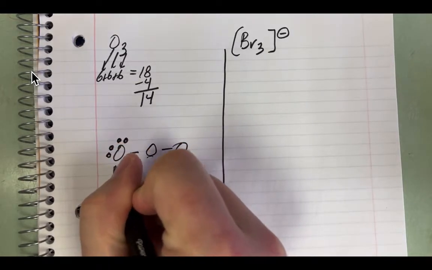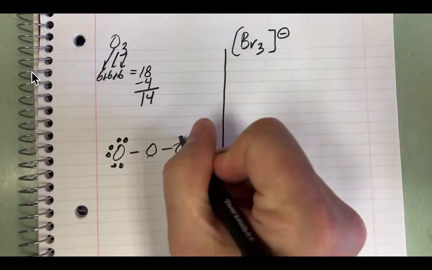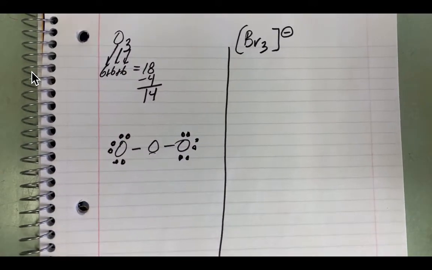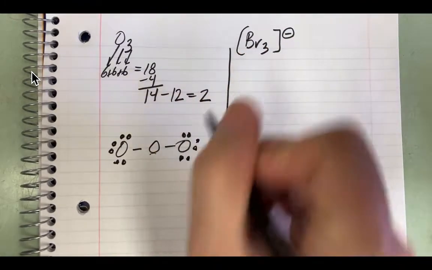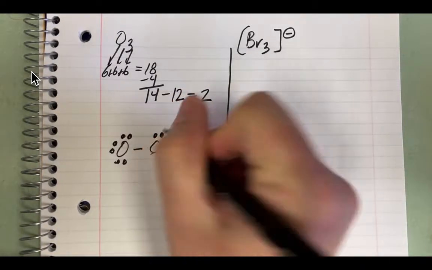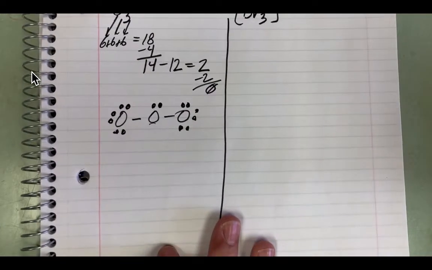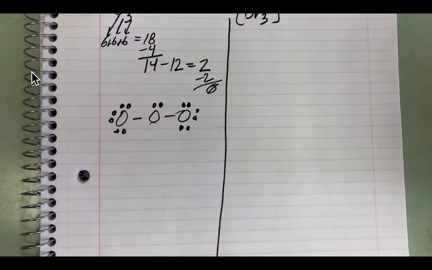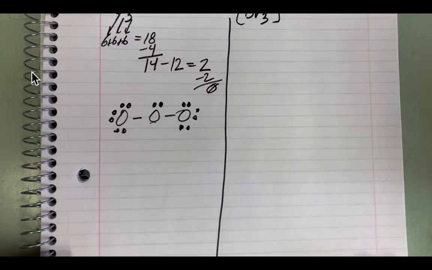2, 4, 6, 8, 10, and 12. Okay, I used 12 electrons to satisfy the outer atoms. That leaves me with 2 electrons left over without even thinking about it. Any extra electrons at this step go onto the central atom. But now we're not done. In the other cases, we were done at this stage. If we look now, we still have a little bit of work to do.